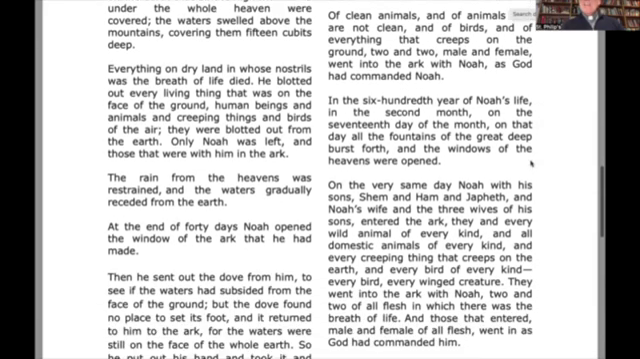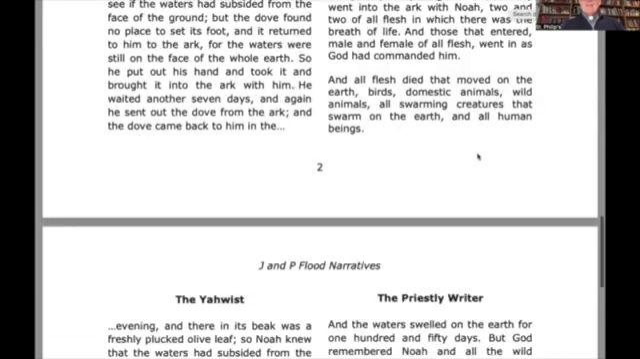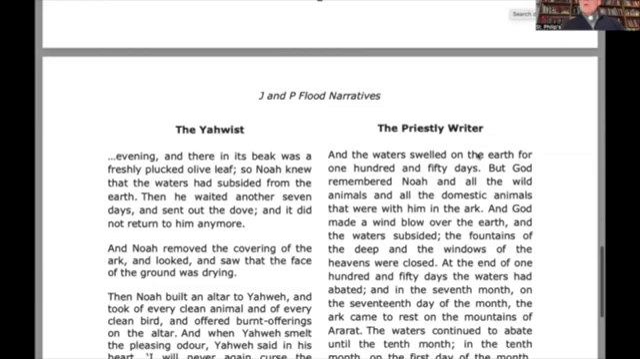And then here we get specific dates. In the 600th year of Noah's life, in the second month, on the 17th day of that month, on that day, the rain started, and they all went in. At the end of the rain, which goes on in this story for 150 days.